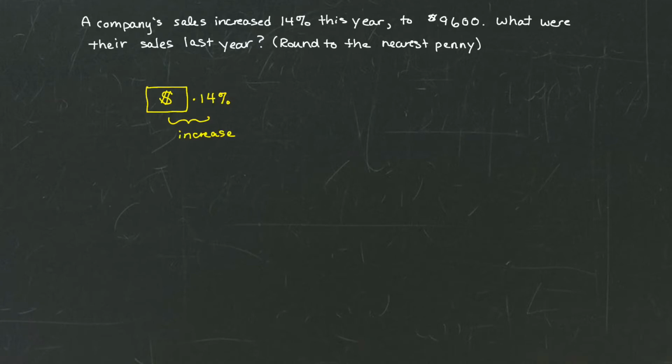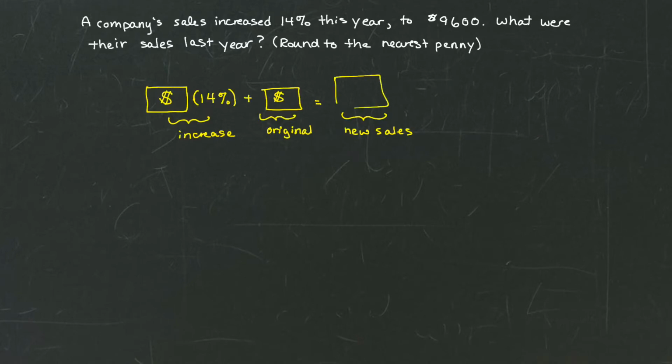If we add that to our original amount, that then tells us what the new sales are going to be. Does that make sense? So our new sales are comprised of the original amount plus the increase. And how do you get the increase? We multiply our sales by 14%. And that's going to give us our new sales. So how can we represent this and use this idea to solve the problem?